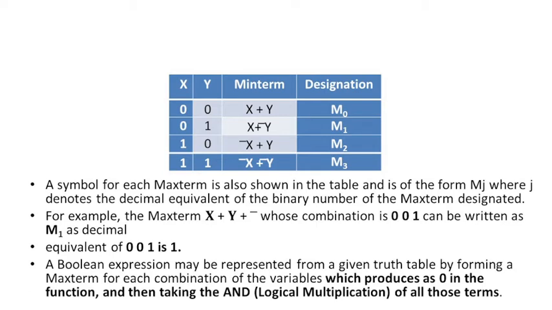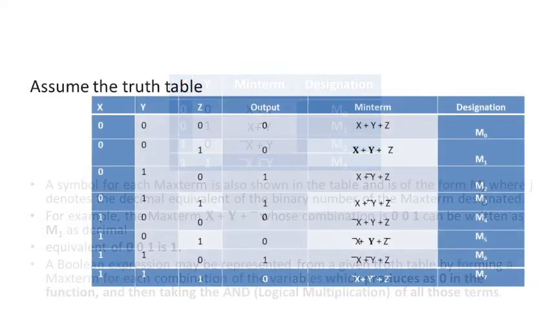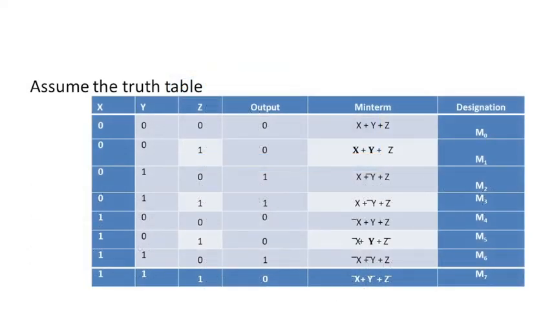The Boolean expression may be represented from a given truth table by forming a max term for each combination of the variables which produces a 0 in the function, and then taking the AND of all these terms. As shown in the truth table, 0 0 0, 0 0 1, 0 1 0, 0 1 1, 1 0 0, 1 0 1, 1 1 0, 1 1 1. These are the possible combinations of the inputs. The output will be 0 0 1 1 0 0 1 0.